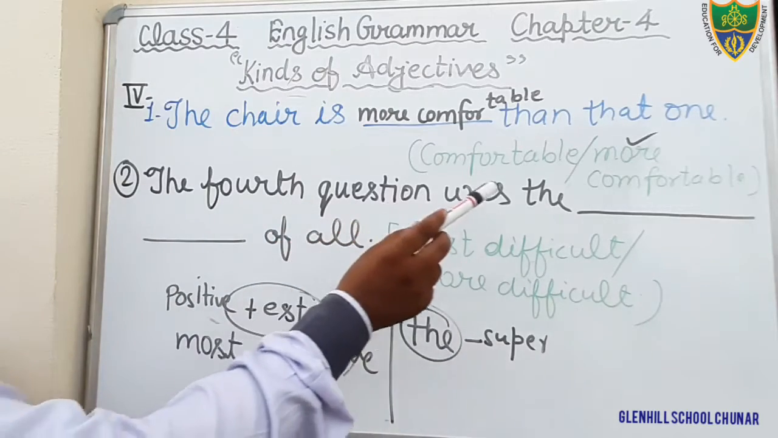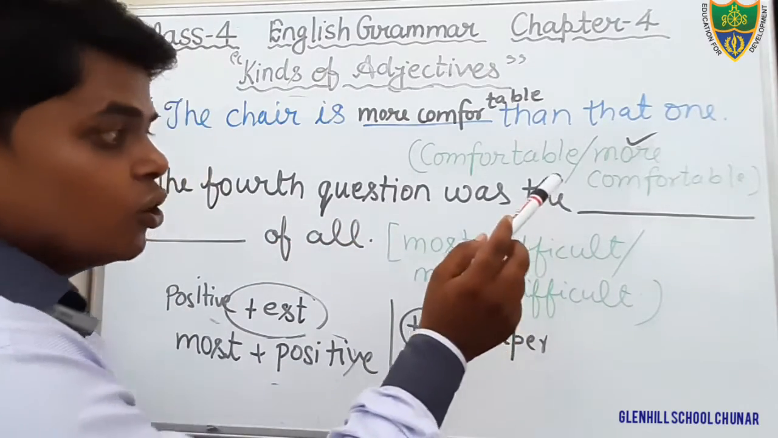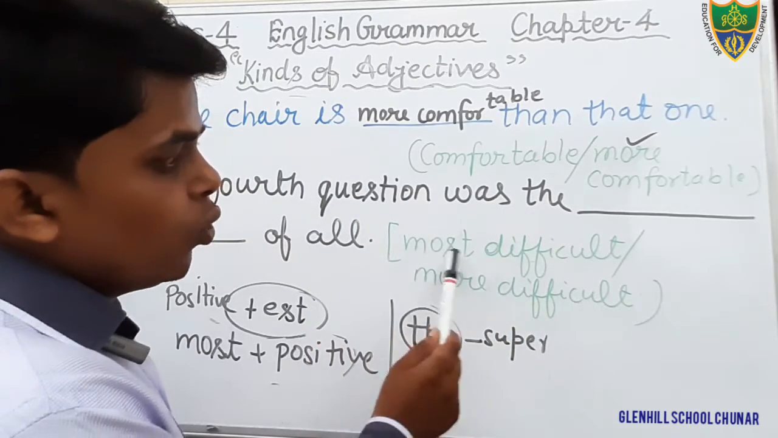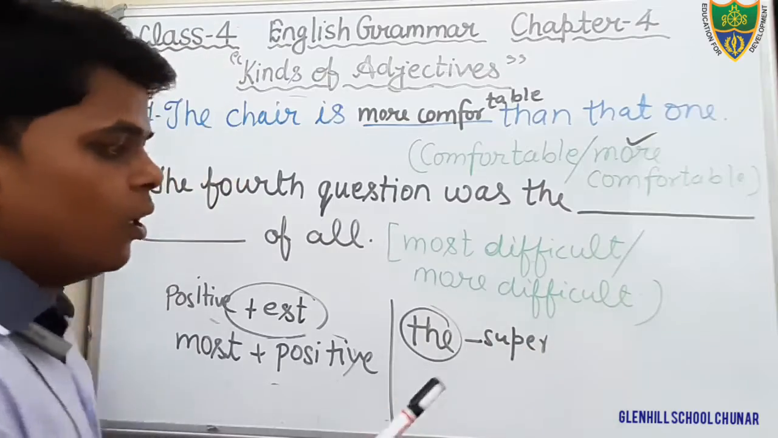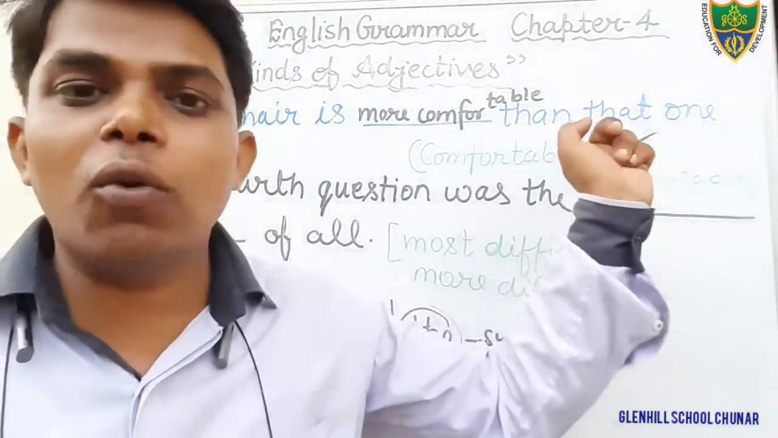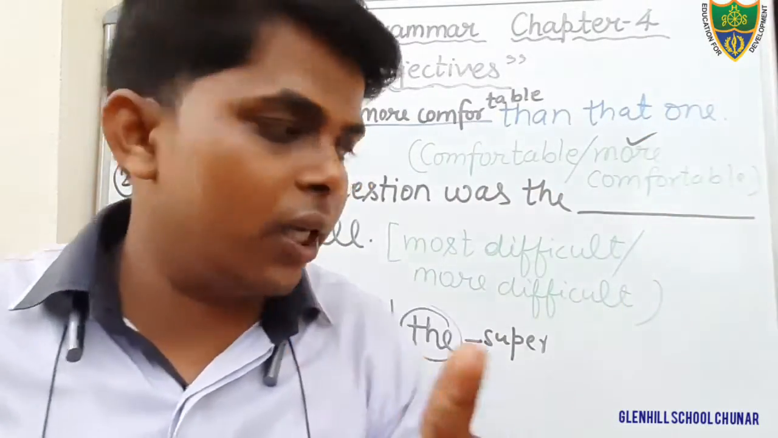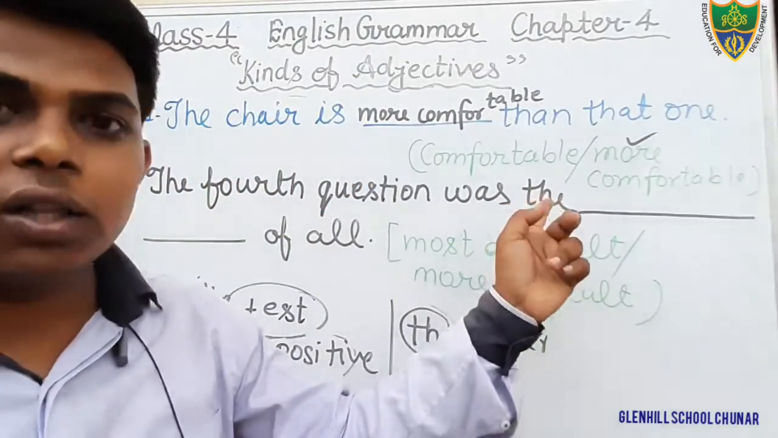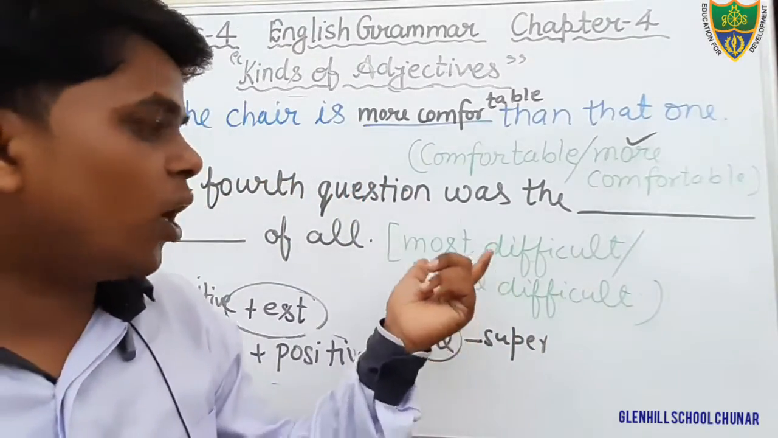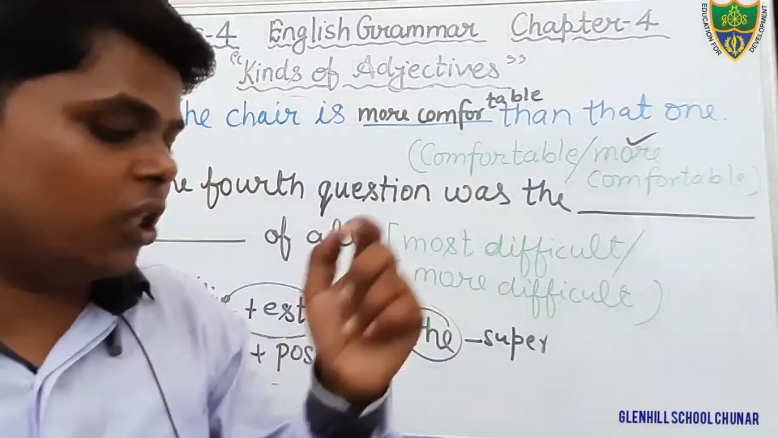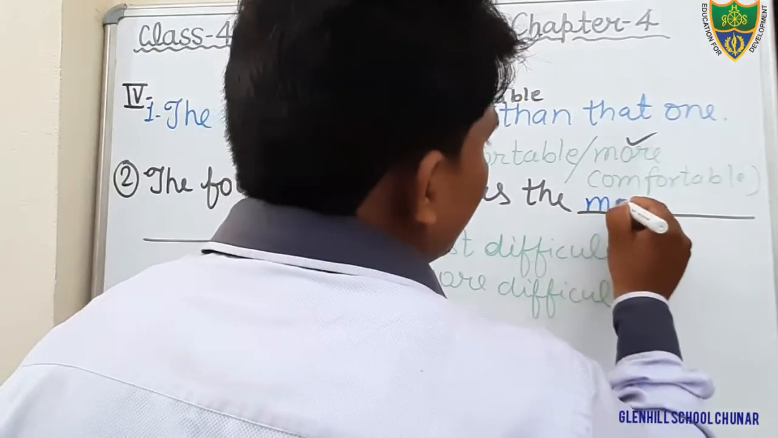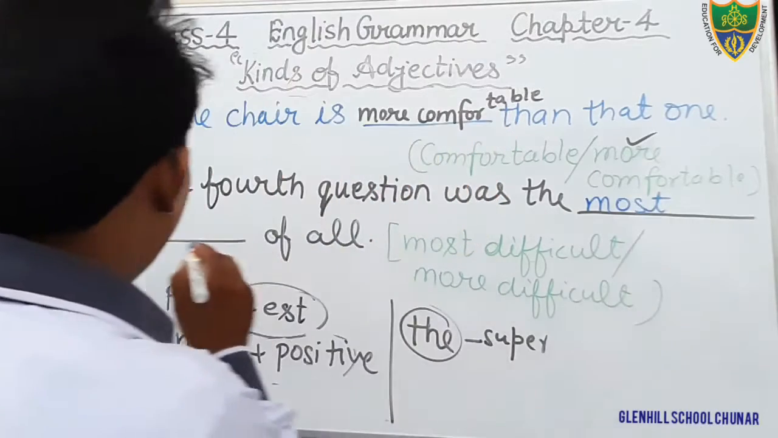The fourth question was the is written here, so we have to select the superlative form of degree. Here are given most difficult and more difficult. Dear students, I have told you in the first question that we use the word more for comparative degree, but here we are getting the word the, so we have to use the superlative form of degree. So what would be the correct option? Most difficult. So in this sentence we will fill most difficult.